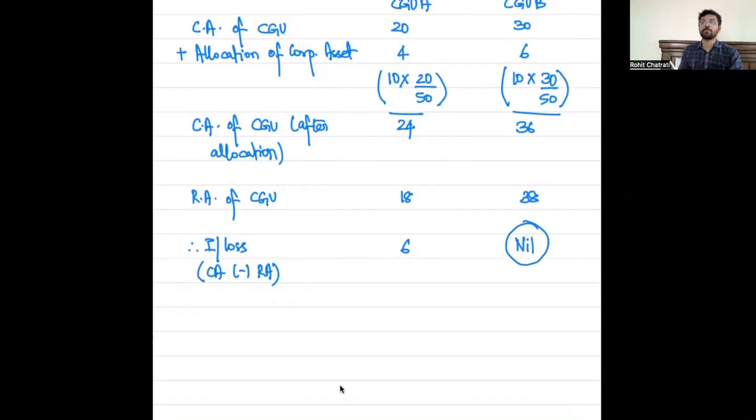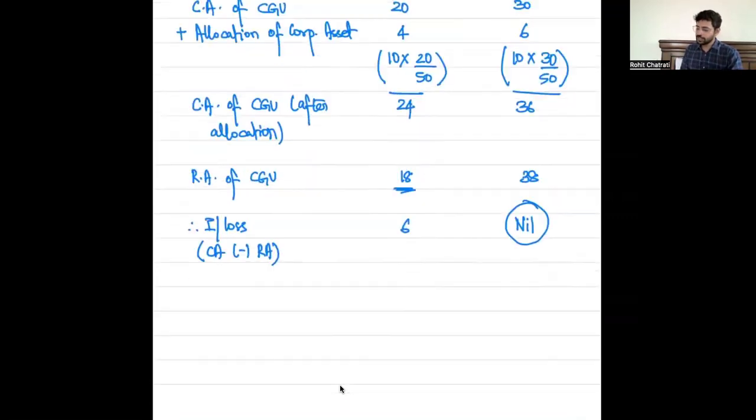All right. Remember, impairment loss is only charged when the recoverable amount is lesser than the carrying amount. The recoverable amount is lesser than the carrying amount only for CGU A and not for CGU B. Therefore, impairment loss will not be charged for CGU B. Impairment loss will only be charged for CGU A.